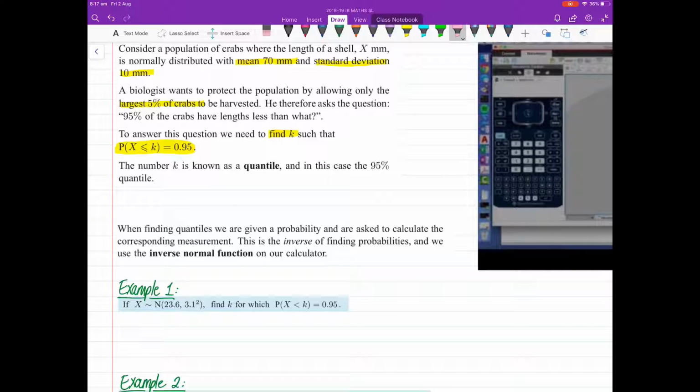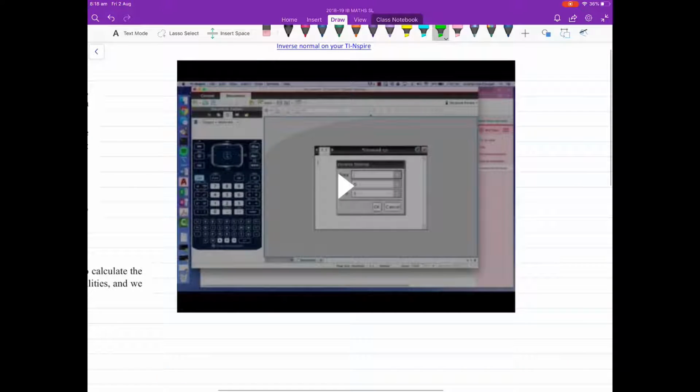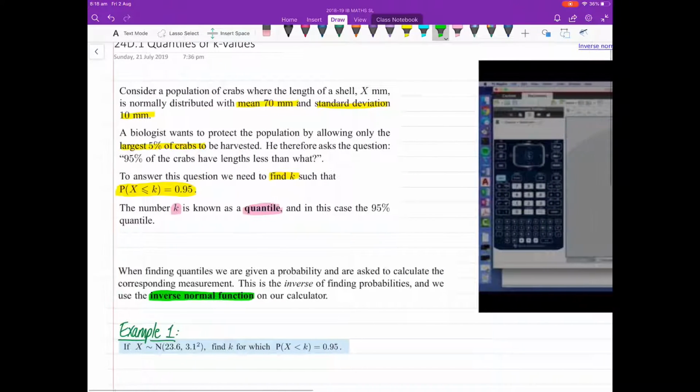So K is called a quantile. In our case, it is the 95% quantile. You need to use an inverse normal function on your calculator. Because we're doing the backwards of what we did before, this time we're given the probability and we've got to work out what the number actually is, the score per se. I can help you and show you in class, but I've also placed a video here for you, so please watch it. It's super easy and really straightforward on how to use it on your TI Inspire.